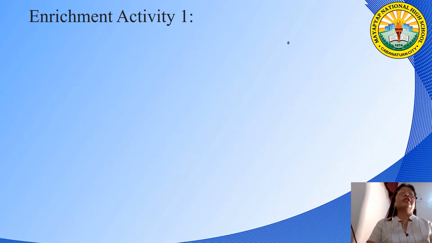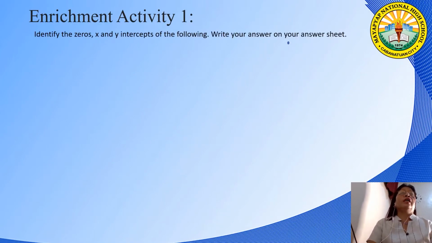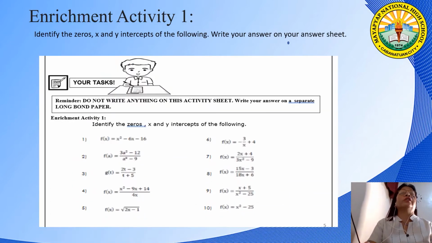At this point, turn your activity sheet to the enrichment part. For enrichment activity 1, you identify the zeros, x and y intercepts of the following, then write your answer on your answer sheet. So remember, do not write anything on this activity sheet. Write your answer on a separate long bond paper.